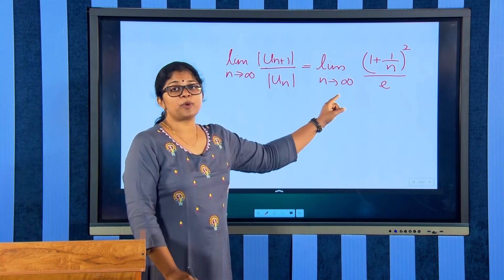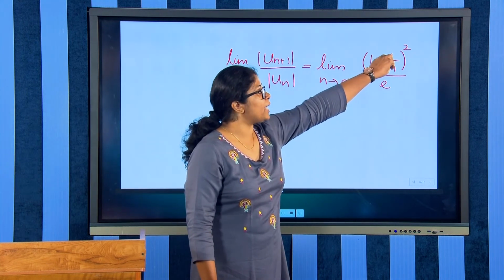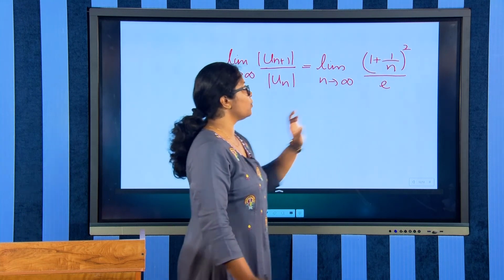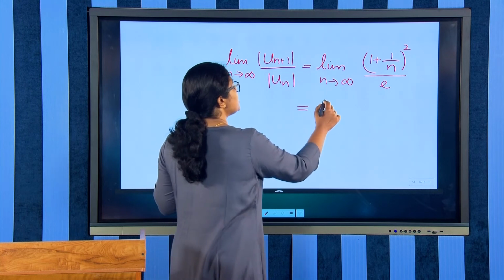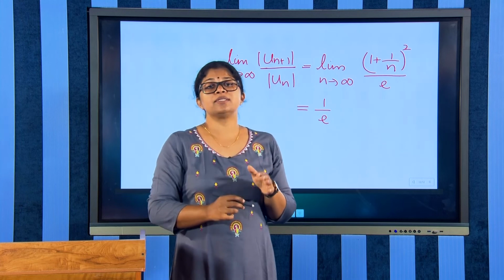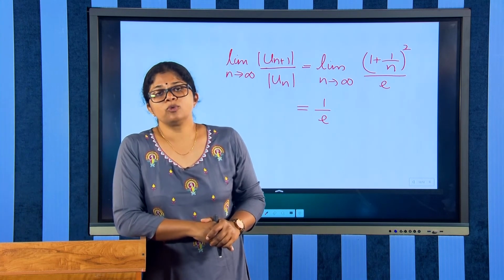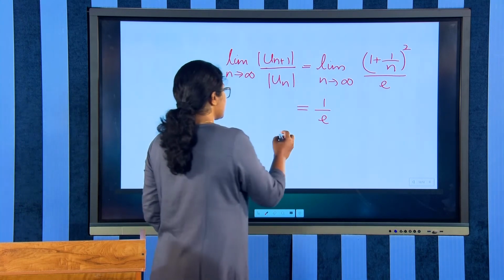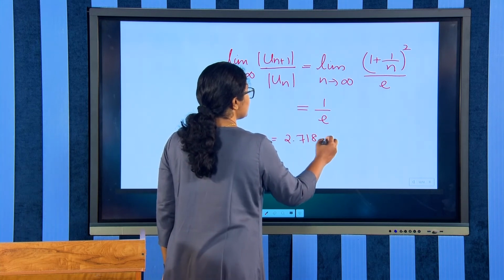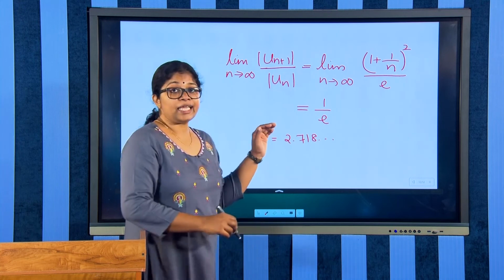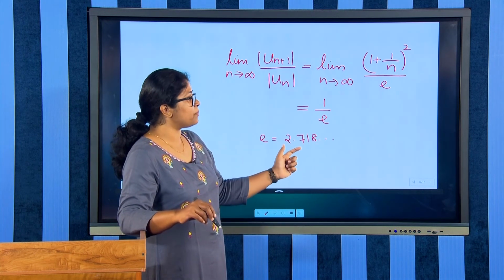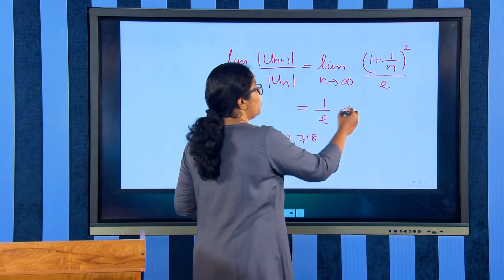As n approaches infinity, 1/n goes to 0, so (1 + 1/n)^2 goes to 1. So this limit is nothing but 1/e, and what is e? e is the Euler number, which is 2.71828 and so on, an irrational number. So, 1 divided by this number is obviously less than 1.